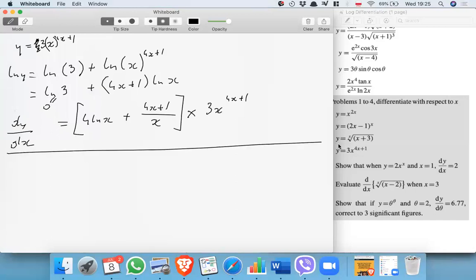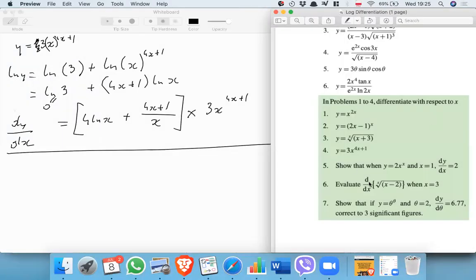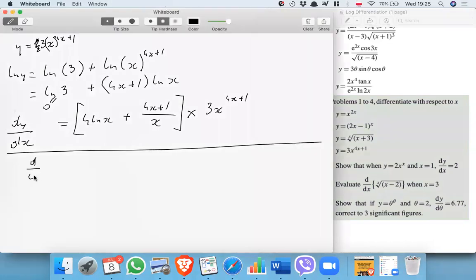And that's that. Okay, so we went through a nice few examples. The next bit is that we have to show that when y equals 2x to the power of x and x is equal to 1, then the derivative equals 2. What we really need to be concerned about in this example is d/dx of x to the power of x. Actually, I might take this derivative and then you can apply it to the proof.